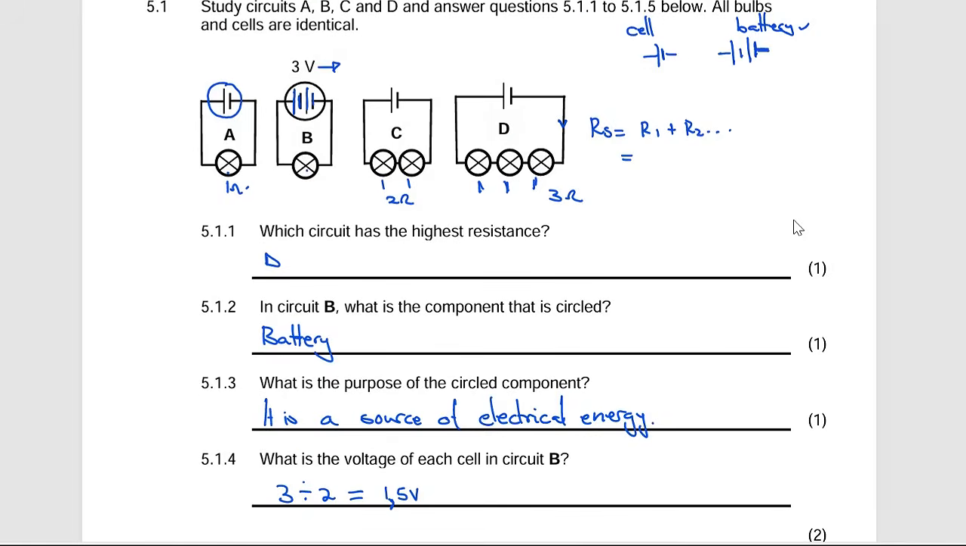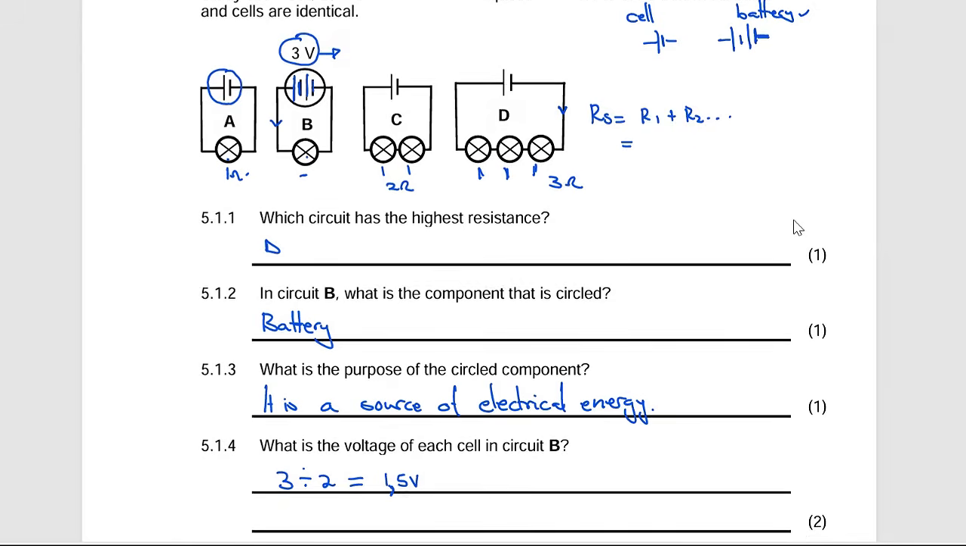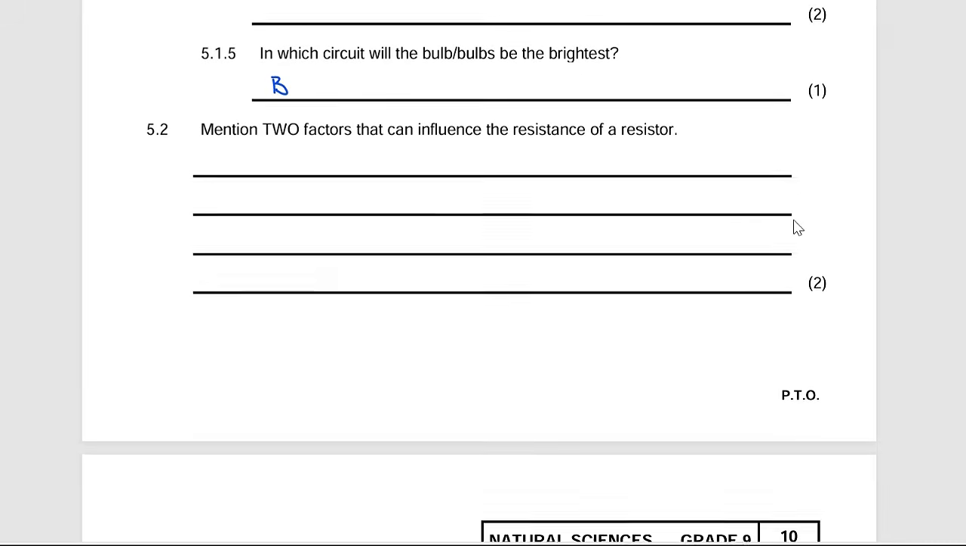So why is it B? It's because here, what we are having is that we've got less resistance, and the voltage that is being supplied is actually higher. Therefore, if it's higher, it means we are expecting more current to flow through here. Therefore, our bulb there is going to burn brighter, or be the brightest. So our option there is going to be option B.